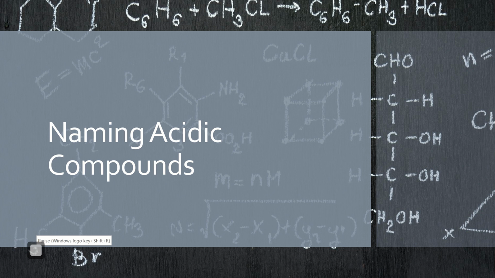How about naming? This is the part where we have some differences from ionic compounds, and we have to be very, very careful with this. We basically have two branches of acidic compounds, and what we need to pay attention to is what type of acidic compound I have, and then each one has its own rules to follow.